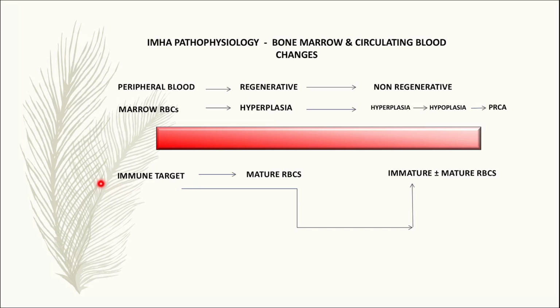But if the immune target is towards immature cells and mature cells, then it becomes really a nightmare. Why? Because when there is immune mediated attack on immature erythrocytes, then even in the bone marrow, immature cells will be destroyed at the same rate as mature cells. Then anemia will not be regenerative anymore, because no cells are produced, cells are dying within the bone marrow. Then it results in a non-regenerative anemia state.